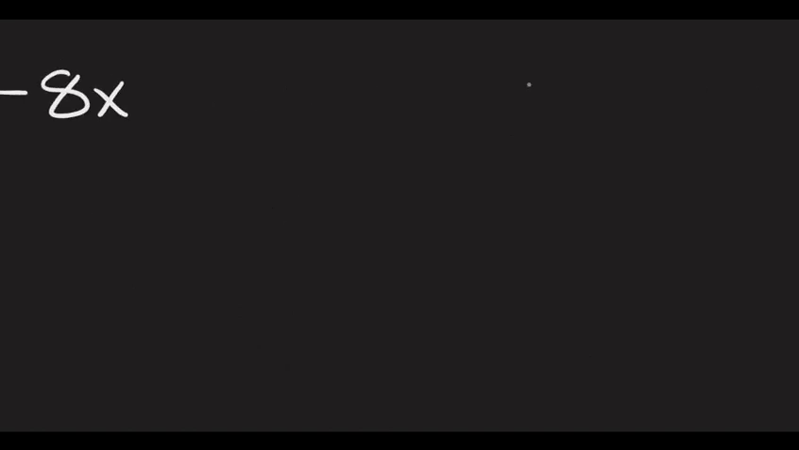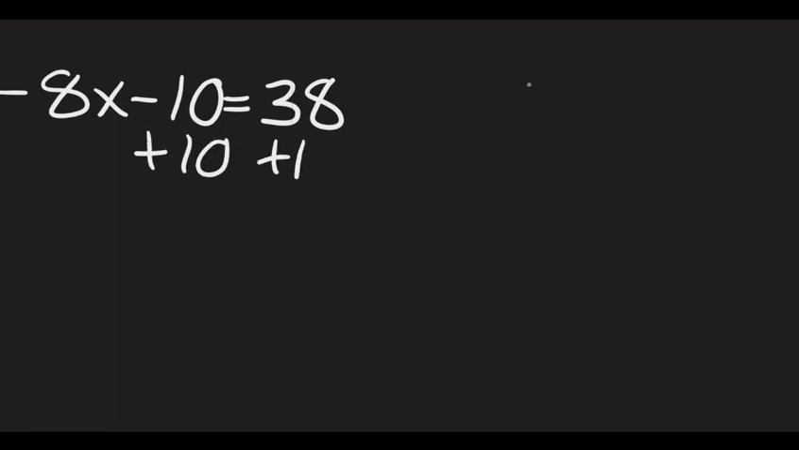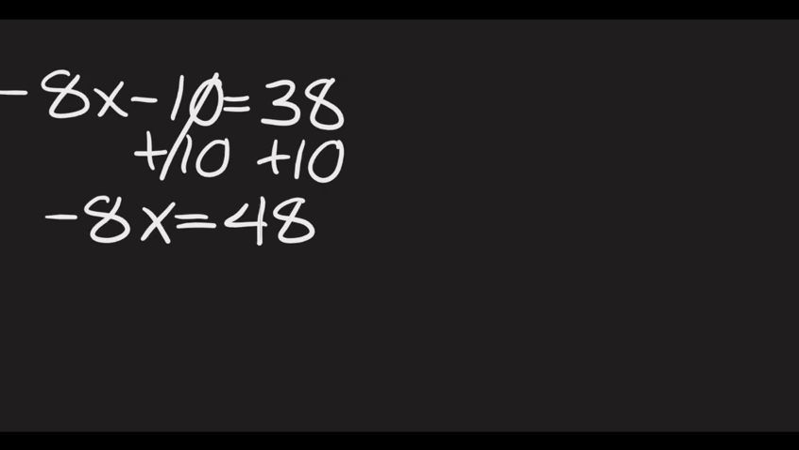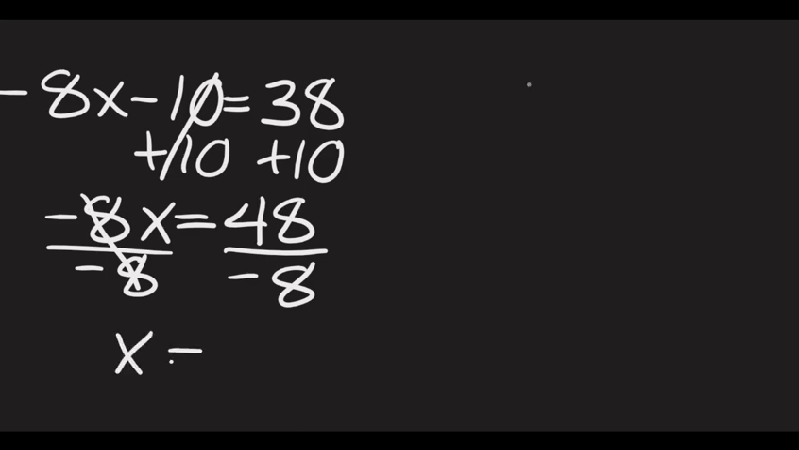Next we have negative 8x minus 10 equals 38. First we're going to add 10 to both sides. That's going to give us negative 8x equals 48. And then to get x by itself, we have to divide each side by negative 8. And we will end up with x equals negative 6.